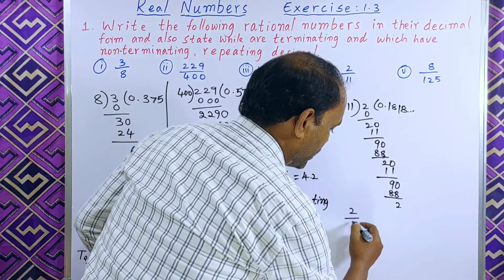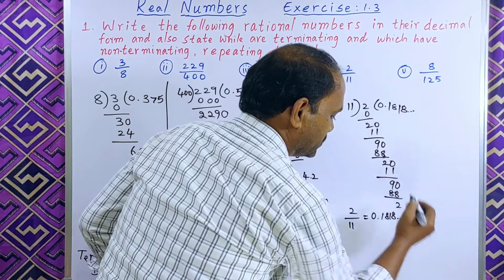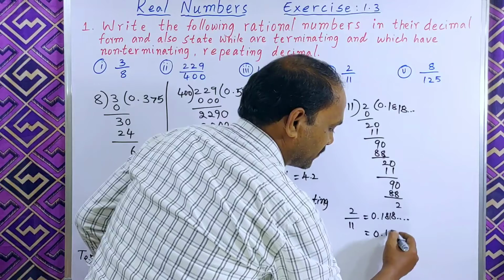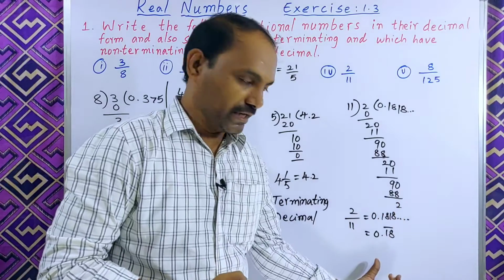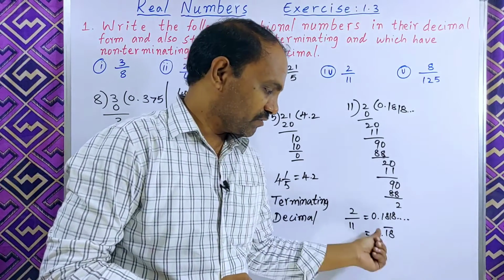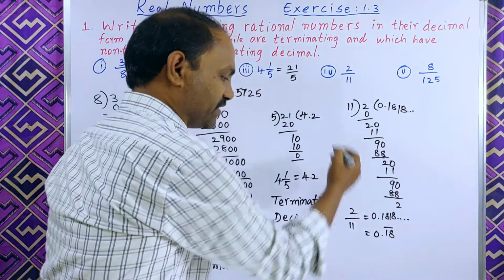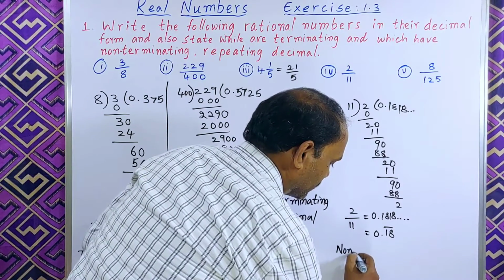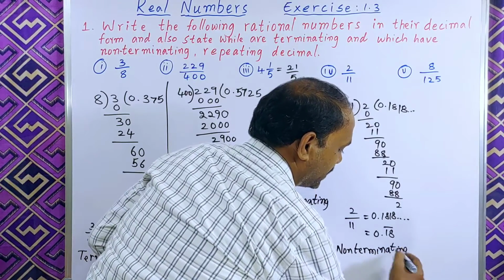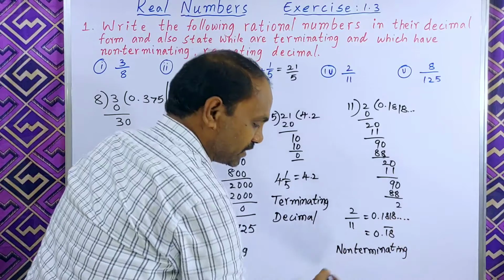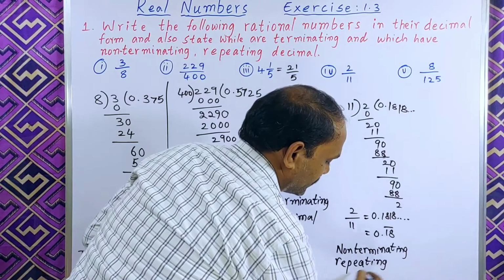So how can we write 2 by 11? 0.1818 and so on. It means the repeated part is 18 here. That's why we call 18 the period. We can put the bar on those 2 digits. That's why this one is non-terminating, and since the repeating part is there, it is a repeating decimal.